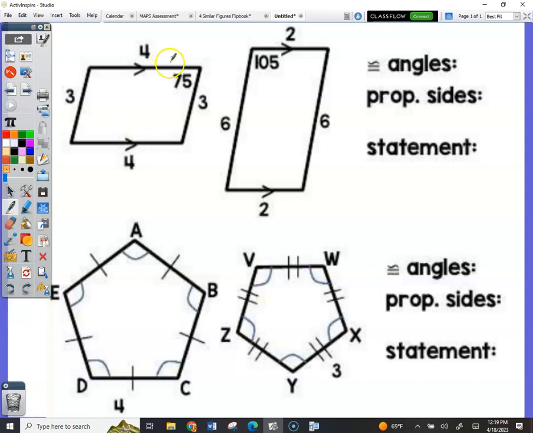Anyways, let's look at the top two. The question here is: are they similar or not? Yes or no? So first of all, determine if they're the exact same shape. They definitely both look like parallelograms. Then you need to check the angles. Those are the easiest ones to check first. When you first look at the angles, what do you notice?